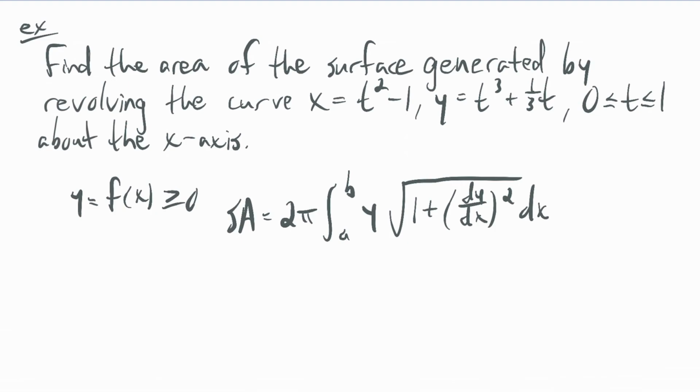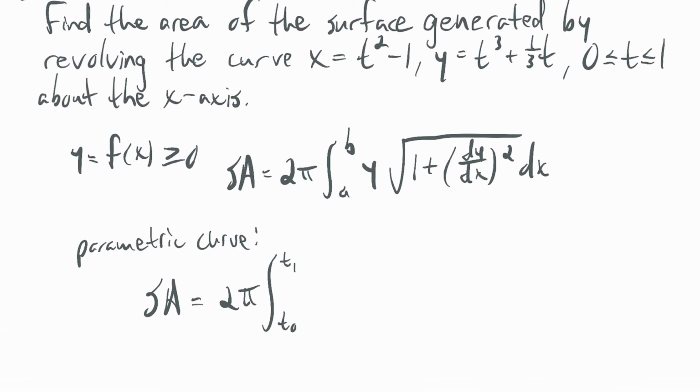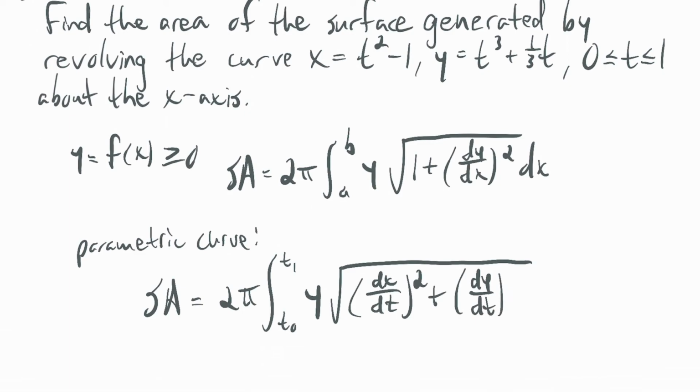Basically, for the parametrized curve, the surface area is going to be 2 pi times the integral from t0 to t1, which I guess I could call a and b, of y, whatever that function is, y of t if you want, times the square root of dx dt squared plus dy dt squared dt. Okay, so I'm going to need dx dt and dy dt.